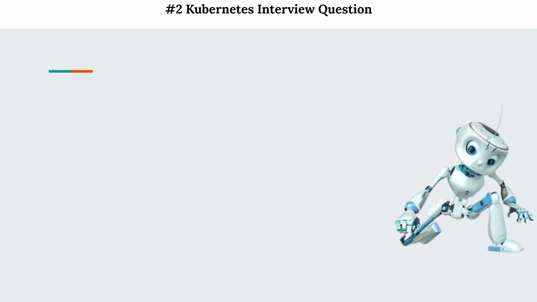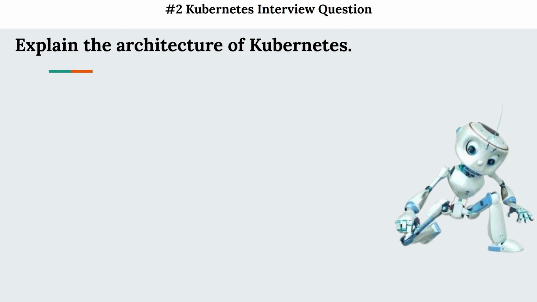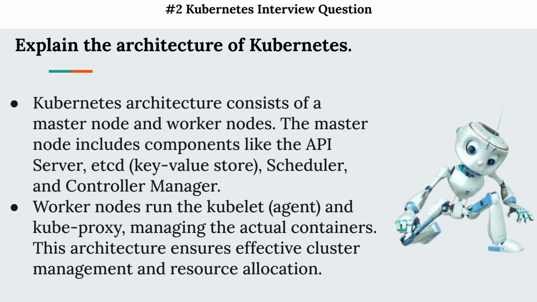Let's move to the second question. Explain the architecture of Kubernetes. Let's see the answer. Kubernetes architecture consists of a master node and worker nodes. The master node includes components like the API server, etcd key-value store, scheduler, and controller manager. Worker nodes run the kubelet agent and kube-proxy, managing the actual containers. This architecture ensures effective cluster management and resource allocation.